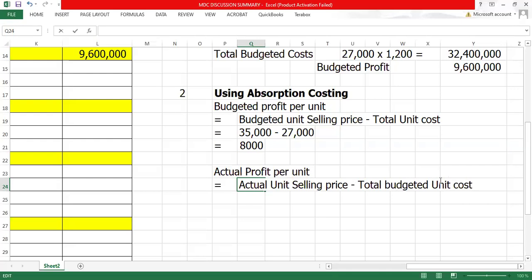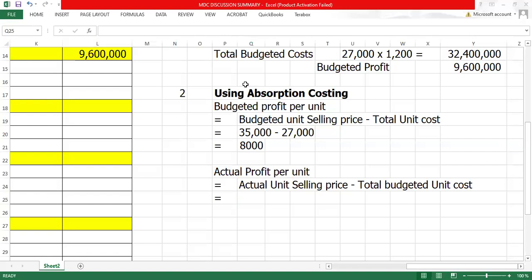Don't use the actual here, reason being that as we reconcile the sales, we assume that these variable costs will remain the same. So don't use the actual here. Use the budgeted one. Okay, so what is the actual unit selling price?